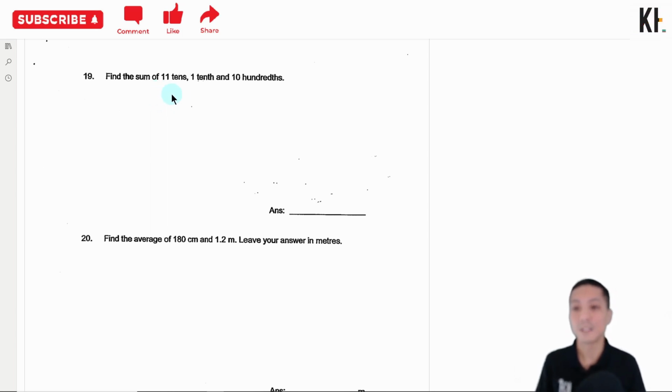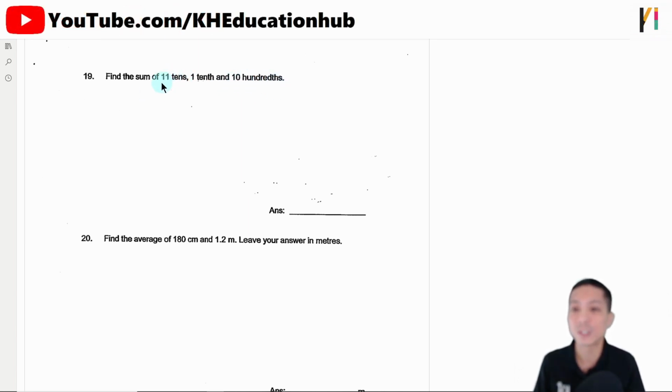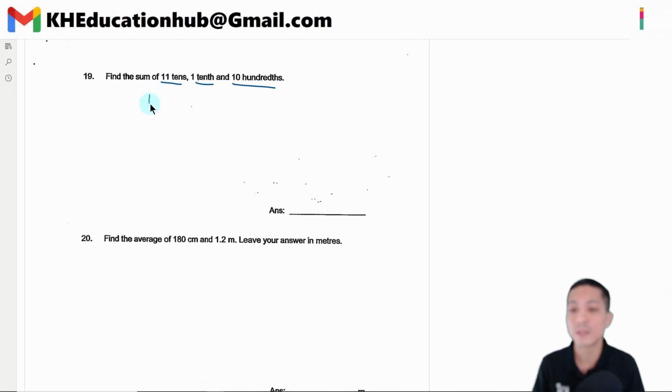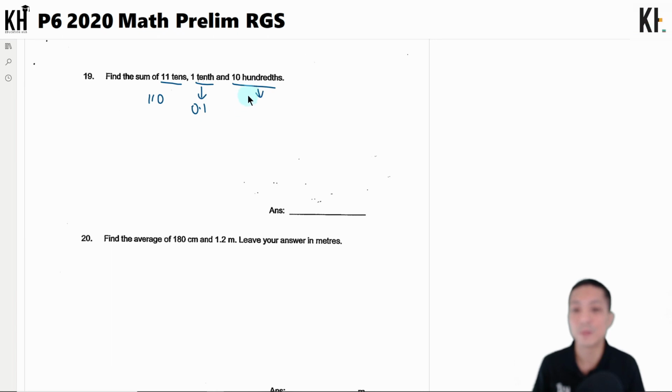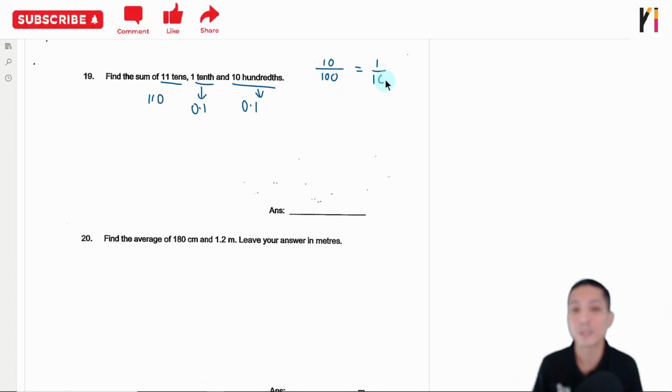Okay, question 19. Find the sum of 11 tens, 1 tenth, and 10 hundredths. For this type of question, the safest way is to write down the numerical value of each and every one of them below, then add them together. 11 tens will be 110. Then 1 tenth will be 0.1. 10 hundredths will be 0.1 also. If you're confused, 10 hundredths equals 1/10, which is also equal to 0.1.